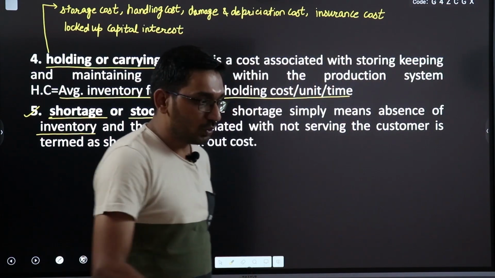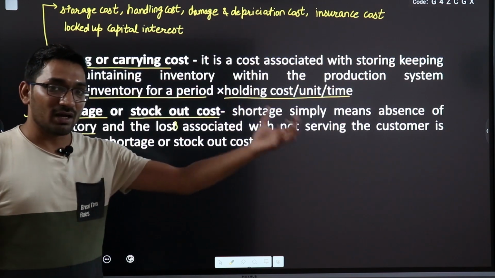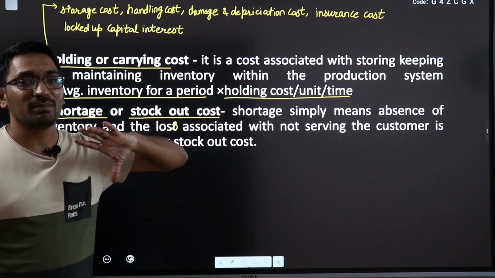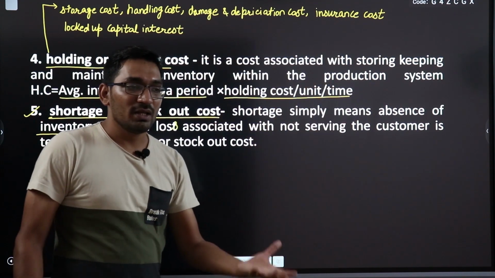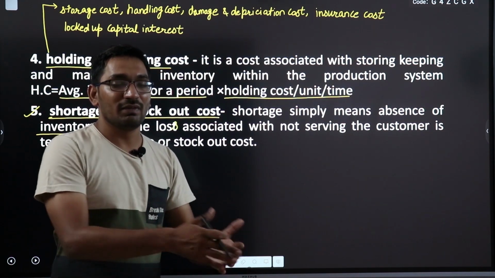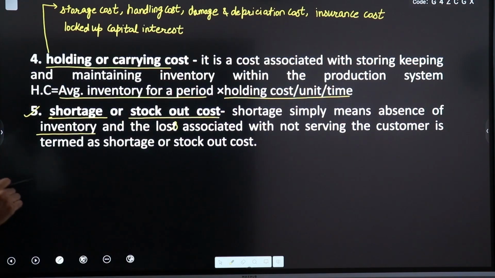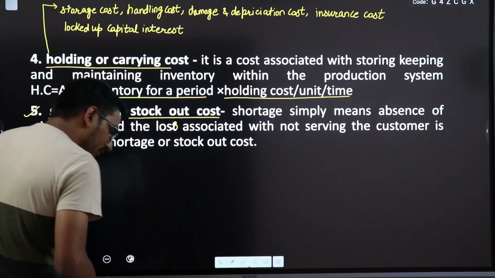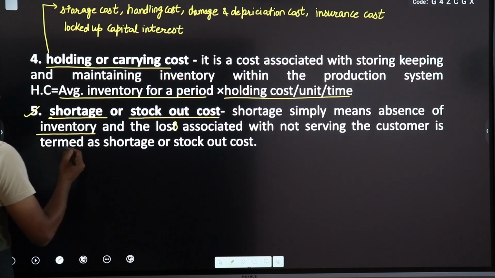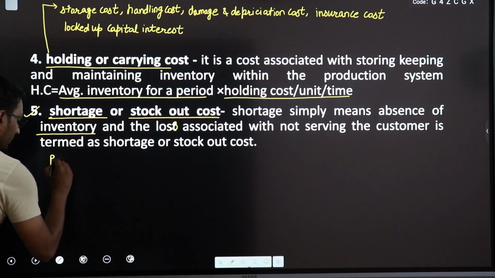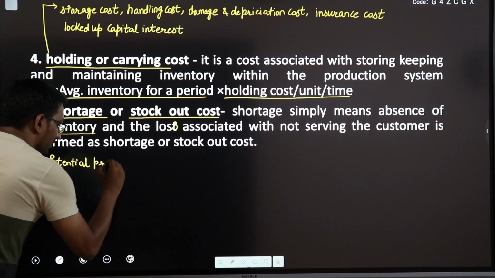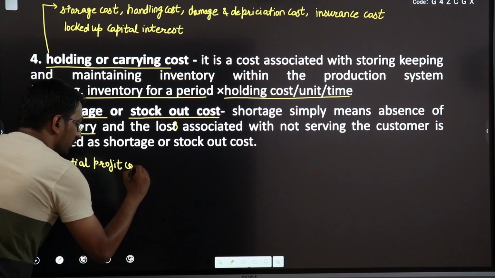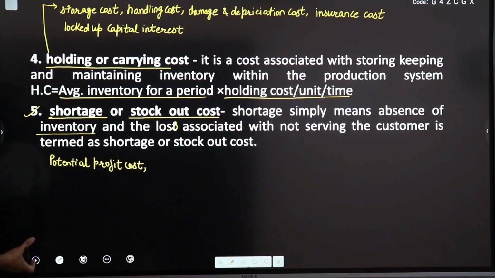If the product is with you and there is a demand, you can sell it and earn some profit. Now that profit will not be earned by you because you are not holding that much inventory because of shortage or stock out. Then that profit which you can earn will be a loss for you. So that is shortage or stock out cost, right? Then we can say that it will include your potential profit loss. If you have that product, then you can earn some profit. Now this profit will be the loss for you, so it will be a cost. You have to bear that loss.